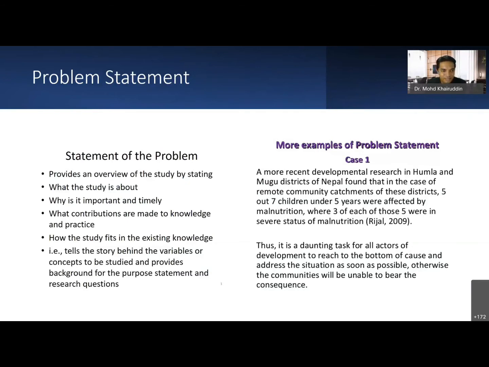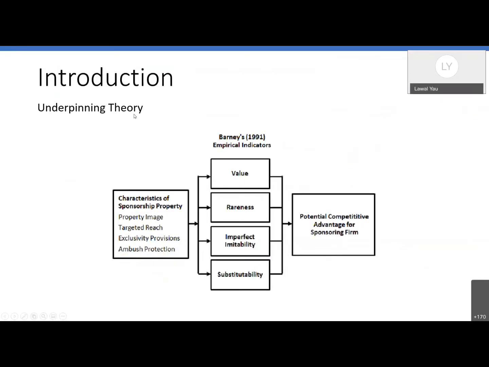So this basically provides an overview of the study by stating what the study is about, why it is important and timely, what contributions are made to the knowledge and practice, and how the study fits in the existing knowledge. It tells the story behind the variables or the concept to be studied, and provides background for the purpose statement and research question. Underpinning theory.